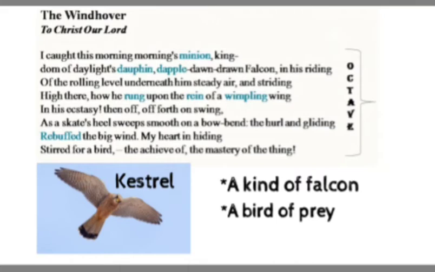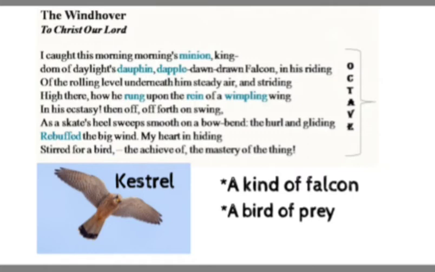Got it? So the poet is calling the bird the prince of daylight, and the poet also says that the bird has spots, different spots on its feathers. So the poet calls the bird prince of daylight with spotted feathers. So the poet says that the bird was riding the air masterfully. The bird was flying in the air in such an effortless way. The bird has total control over the air, or over the wind.